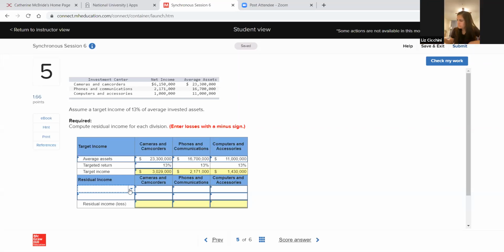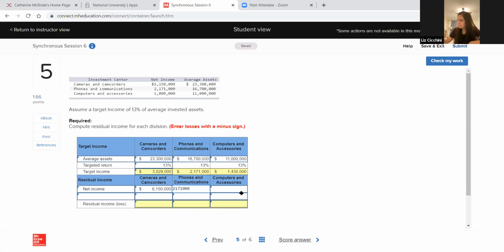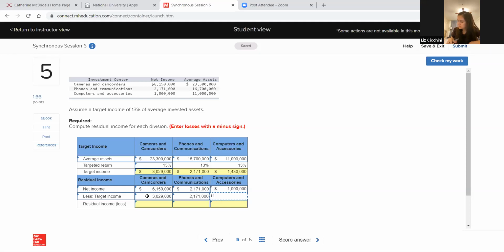Compute residual income. So my actual income, my net income was 6,150,000, less my target income. I wish this was Excel. So my residual income is just what's left over.